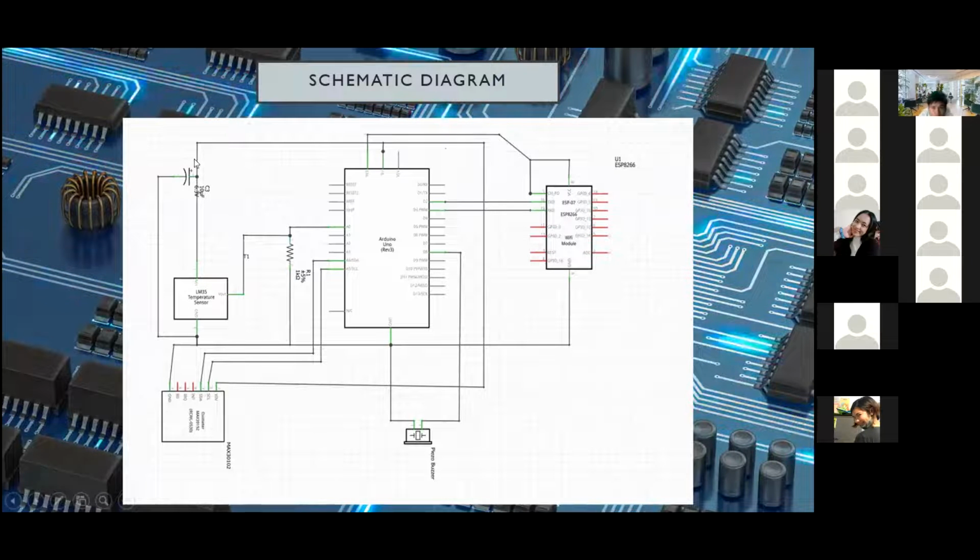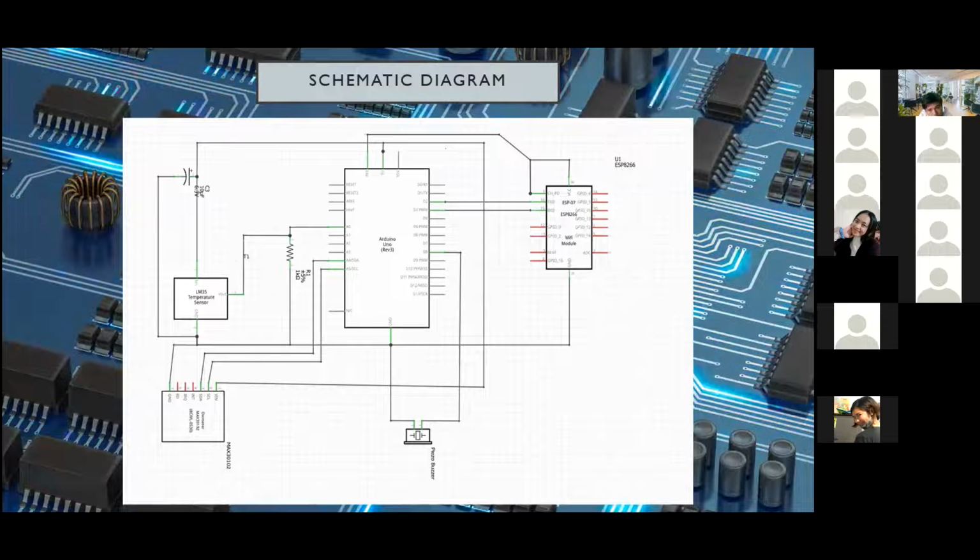Hello. This is our schematic diagram showing lahat po ng components that we have used, which is the LM35, or the temperature sensor, the capacitors, the resistors, the Wi-Fi module, and the MAX 3010.